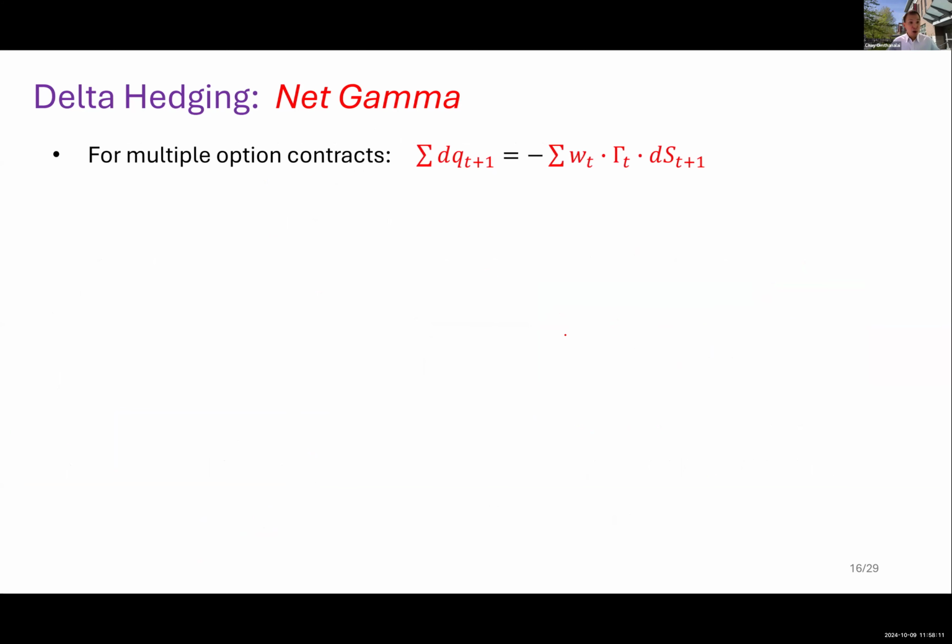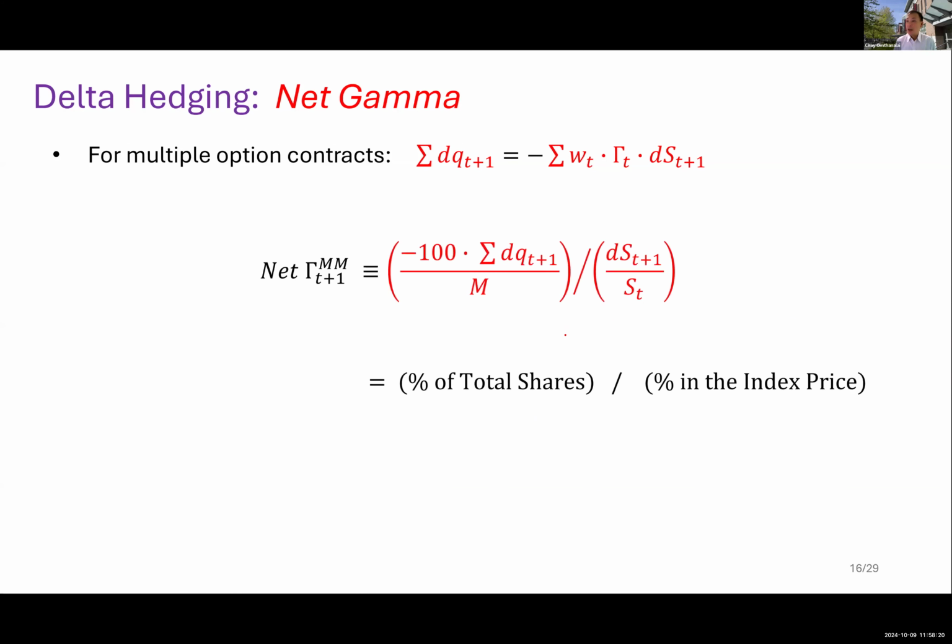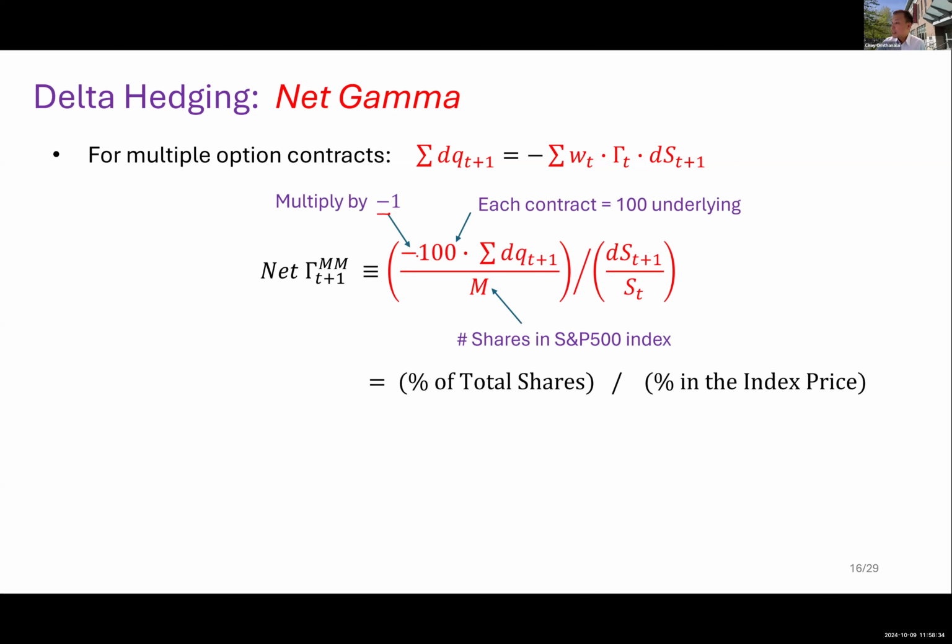To apply this to all the portfolio that the market makers are dealing with, you just have to sum them up across all the contracts. It's quite a simple summation. And we're going to reinterpret this value as something that is economically meaningful. We're going to call this the net gamma. First, we're going to reverse the sign by multiplying by -1. And we multiply by 100 because each option contract represents 100 units of the underlying.